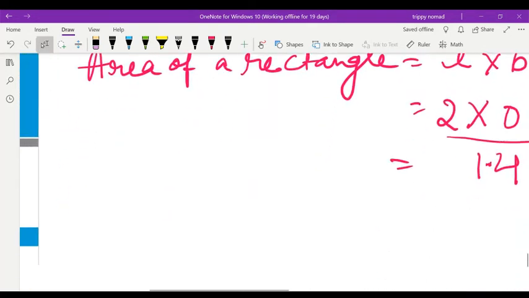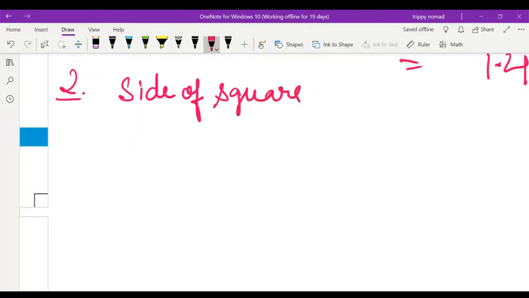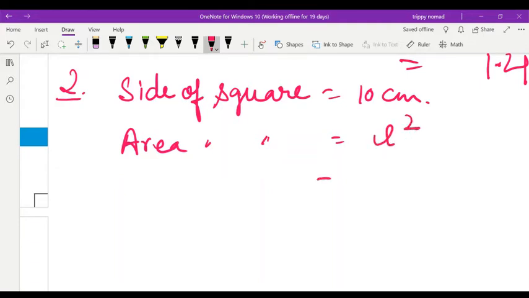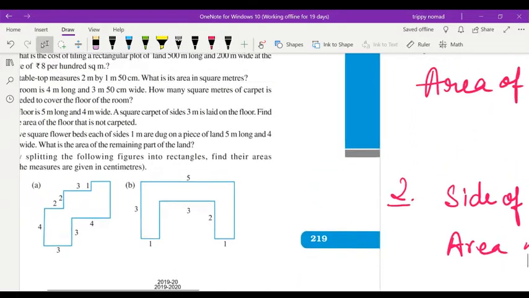Now for the second question, find the area of squares whose sides are given, 10. So how will you do? Question number 2: side of a square is 10 centimeter. Then area of a square is equal to L square, or length square or side square, 10 into 10, that is equal to 100 centimeter square. This is the way, children, you will complete all the parts of the second question.